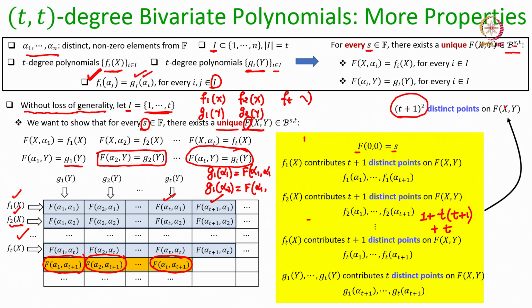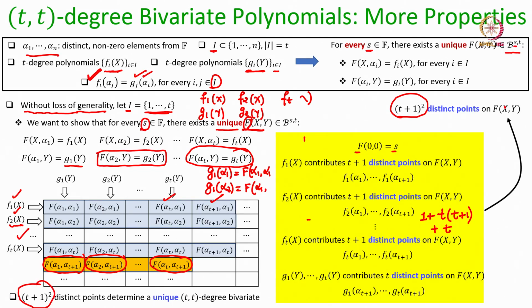Now, what is the degree of that unknown bivariate polynomial? Its degree is t in both the variable x and the variable y, and recall that in the last lecture we had discussed that if I give you t plus 1 square distinct points on an unknown bivariate polynomial, using them you can uniquely determine it. That means, through the given t plus 1 square distinct points, you can't interpolate multiple bivariate polynomials of degree t in both the variables. That is simply not possible.